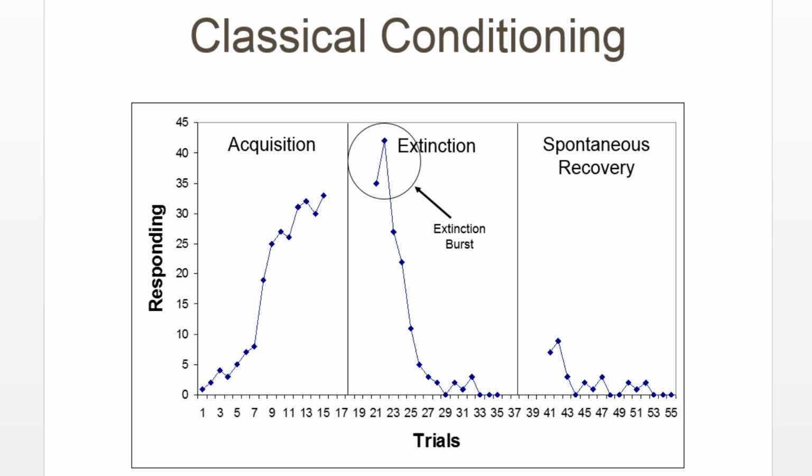So, for example, in the previous movie where we had the metronome being paired with food, the dog had never salivated to the metronome before. But as we pair the metronome with the food and the dog learns to salivate more and more to the sound of the metronome, that would be called acquisition.